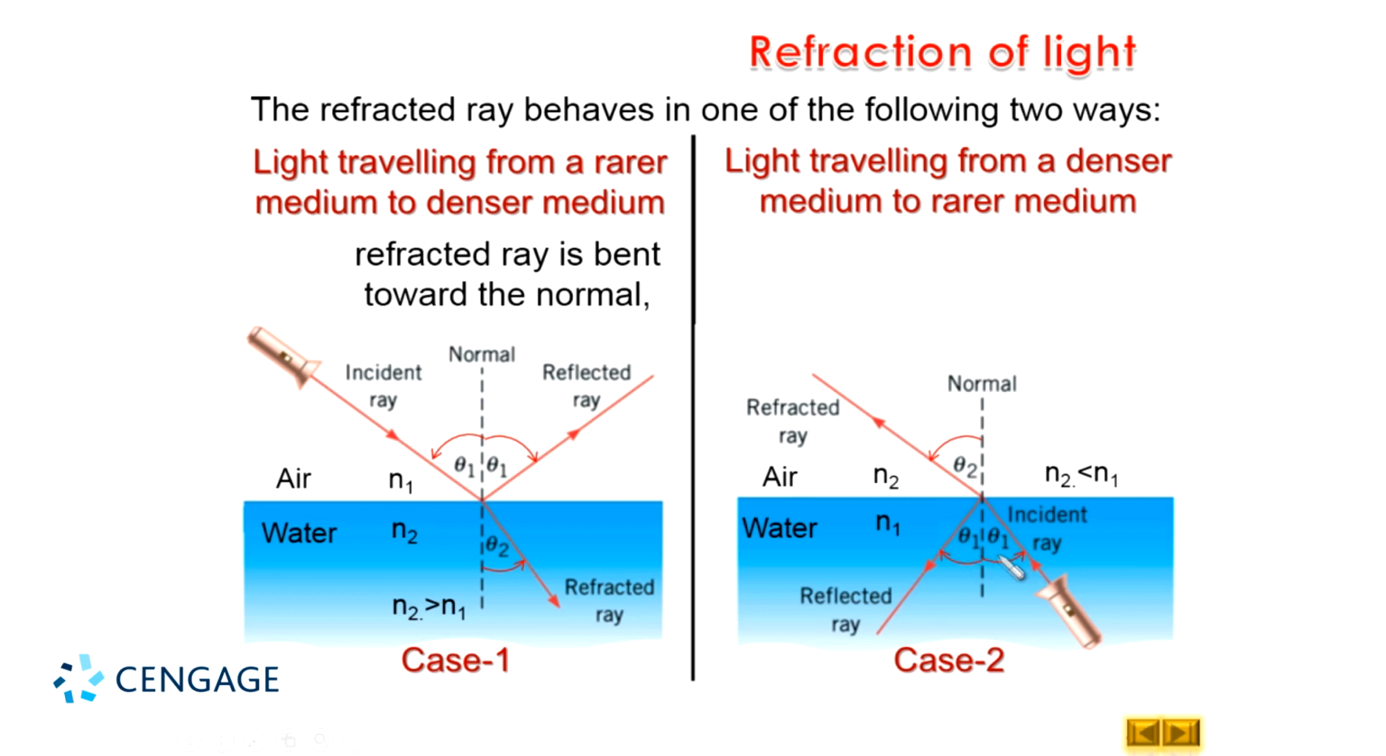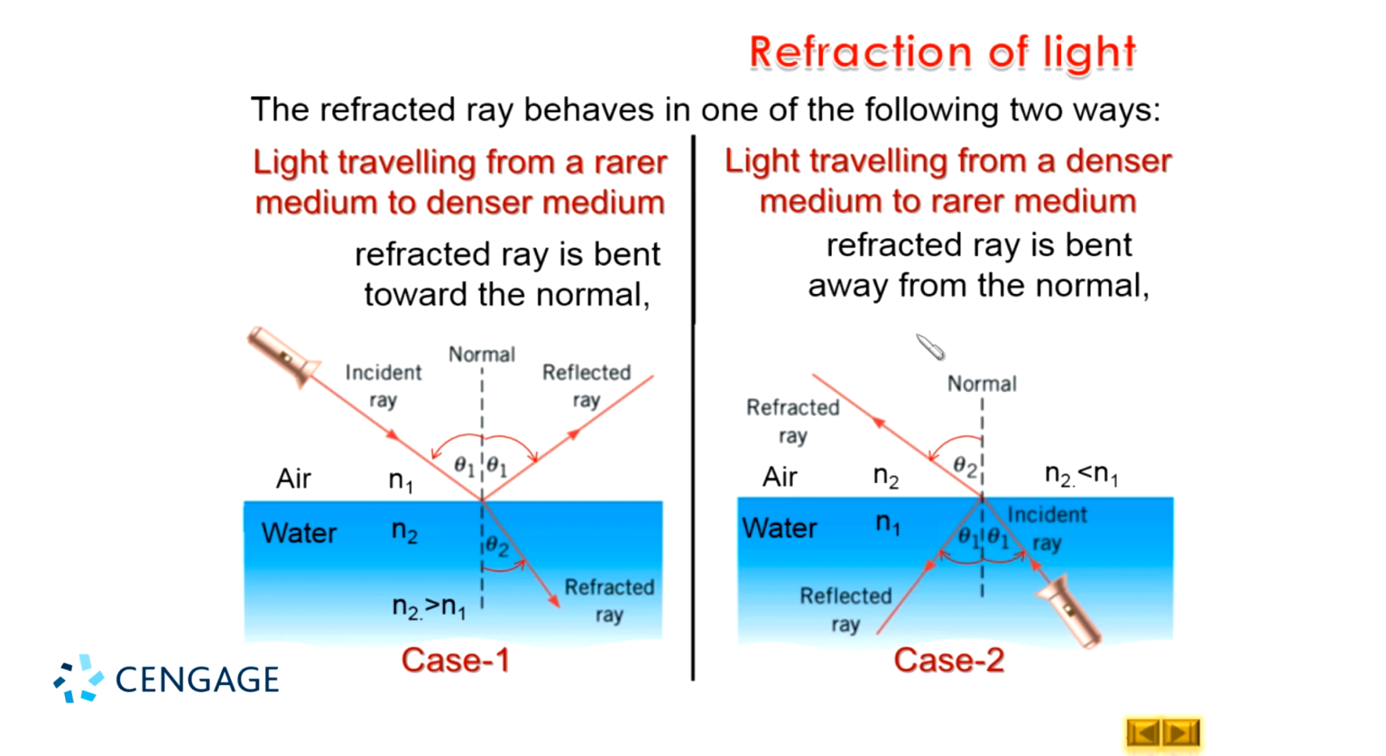And in this case, you can observe the angle made by the incident ray with the normal is theta 1. And here the angle made by the refracted ray with the normal is theta 2. And theta 2 is greater than theta 1. That means the light ray after refraction moves away from the normal. These are the two very important observations about refraction.